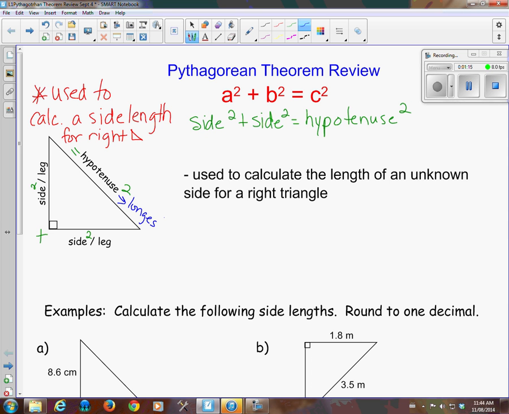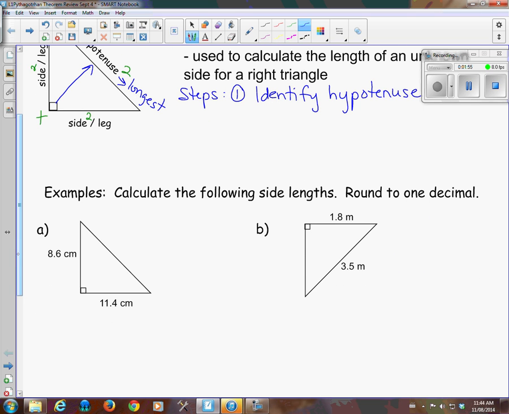We can find the hypotenuse in a right angle triangle by finding the longest side, or if we can't tell by looking at it, the right angle always points to the hypotenuse. So it's important to know where the hypotenuse is because it tells us the longest side of the triangle. And we know the other two sides squared will add up to it. So to use Pythagorean theorem, the first thing we're going to do is identify where the hypotenuse is. So when I look at my examples below, the first thing I'm going to do in question A is to figure out where the hypotenuse is.